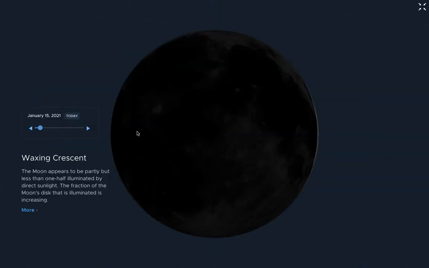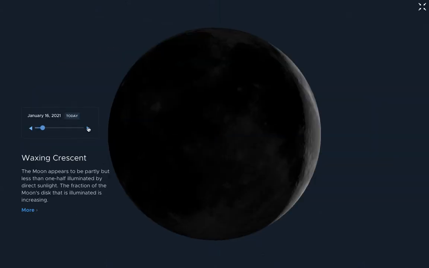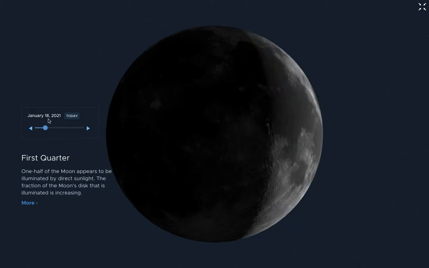Okay. So let's have a look at the days. So 16th, you can see you're getting more of a sliver there. 17th obviously is the same. And then by the 18th, we're into the first quarter. Half of the moon appears to be illuminated by direct sunlight. And we're still in the waxing phase. So the fraction of the moon's disk that is illuminated is increasing all the time.